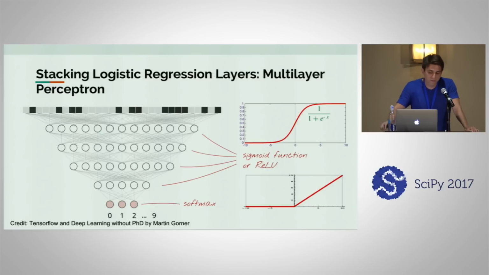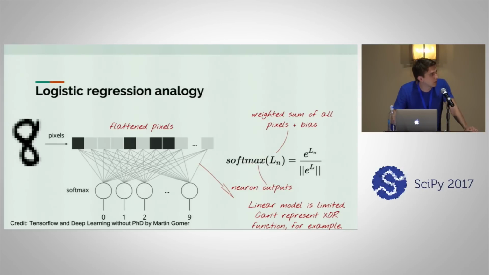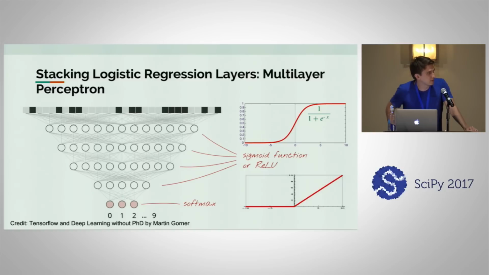If we go further, you can see here it's just one layer. If we stack these on top of each other and add non-linearities in between, we will come up with the multilayer perceptron. This model is non-linear, and it can represent very complex functions. If we solve our task using a multilayer perceptron, we will get better accuracy on the MNIST dataset.